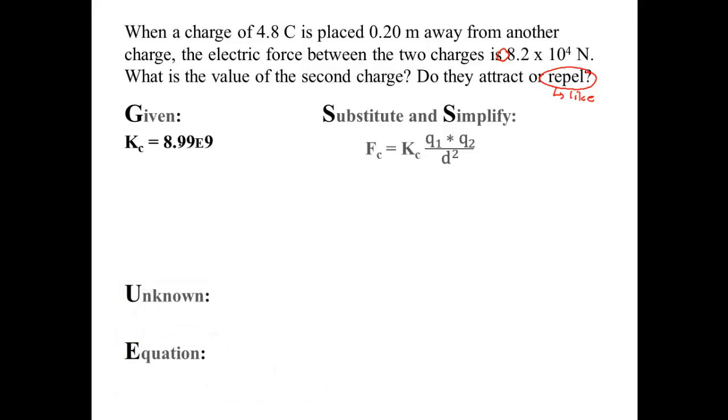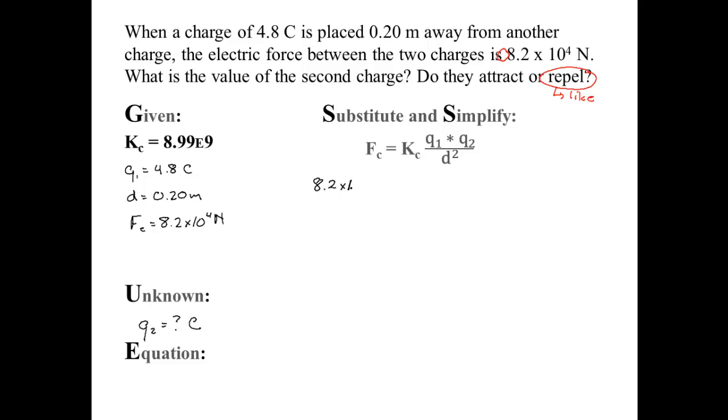Okay, here's Coulomb's constant, 8.99 times 10 to the 9. I do have a Q1 equals 4.8 coulombs. I have a distance which equals 0.20 meters, and I have a electric force equals 8.2 times 10 to the 4th newtons. The thing that I don't know about is Q2, and that's going to be in what units? Coulombs. And so now let us replace numbers for letters.